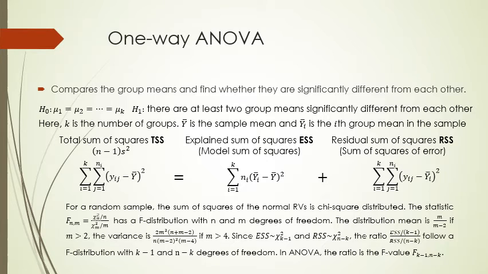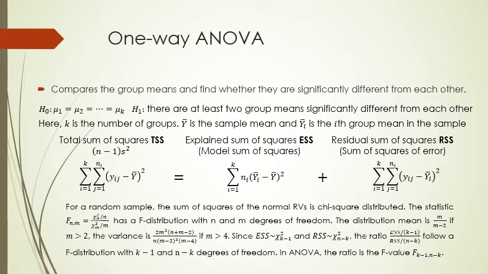The total sum of squares is the total sum of squared differences between the outcome and the sample mean, which is the sample variance multiplied by n-1, where n is the sample size. We may partition it into two parts. The first part is the explained sum of squares, model sum of squares, or sum of squares of treatment. And the second part is the residual sum of squares, or sum of squares of error.